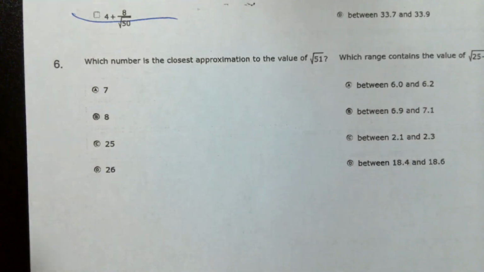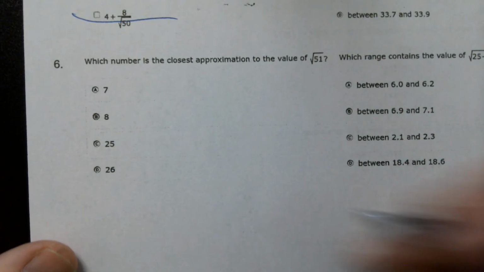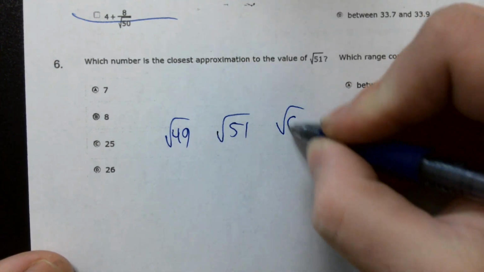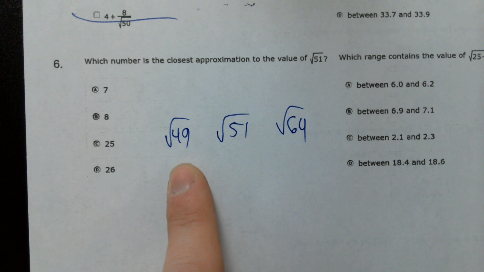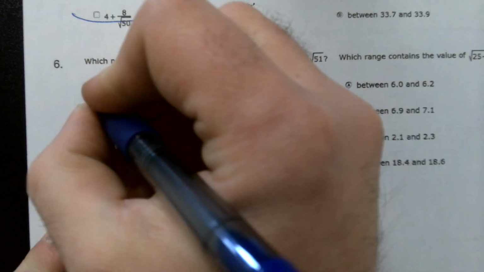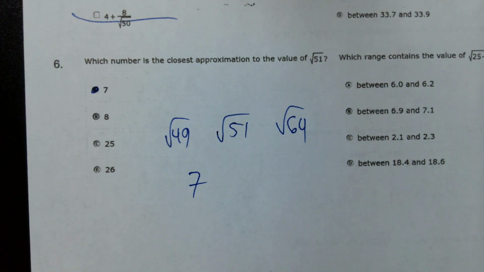Closest approximation to root 51. Well, what's the closest perfect square to 51? 7 times 7, 49. And 64. Is it closer to 49 or closer to 64? 49. Closer to 49. So it's going to be a little bit more than 7. Right? Square root of 51 might be 7.1. Closer to 7. Okay?